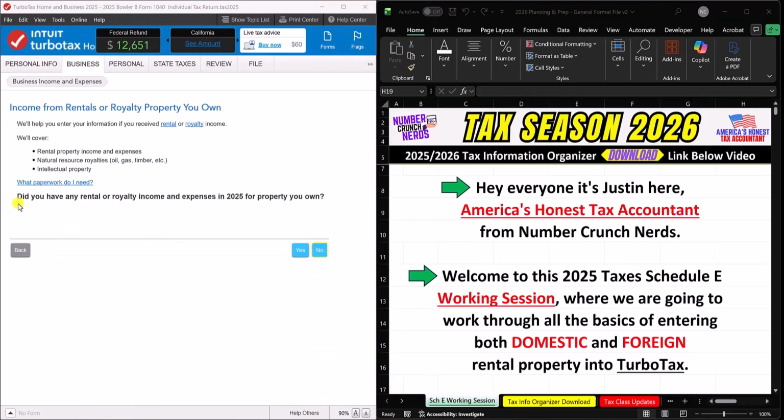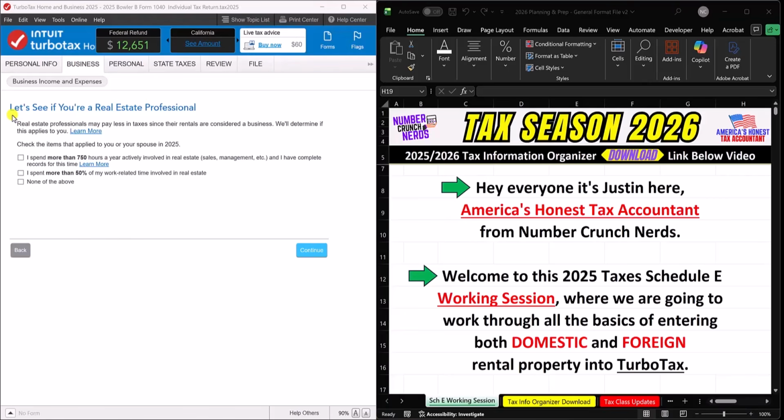Okay, item number 1, do you have any rental or royalty income and expenses for 2025 for property that you own? We're going to say yes to that. Okay, next item, let's see if you are a real estate professional.